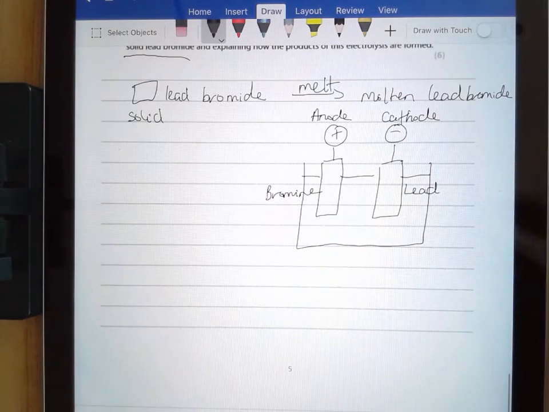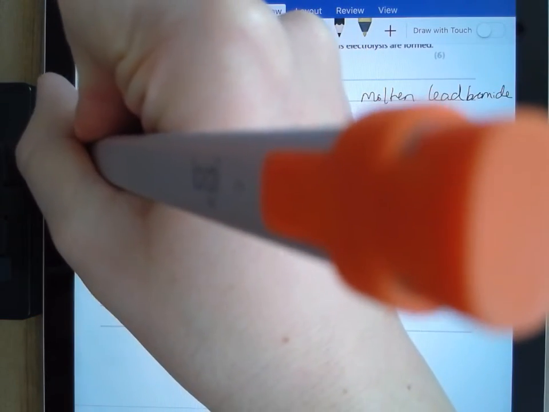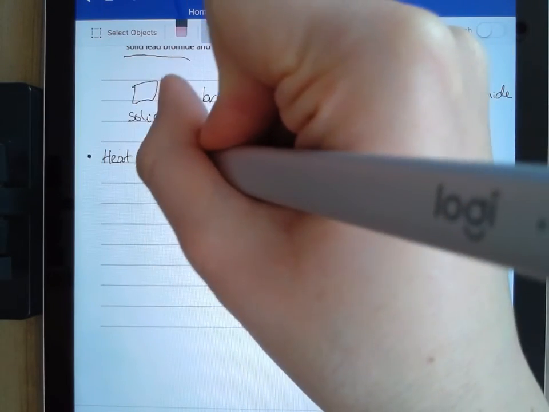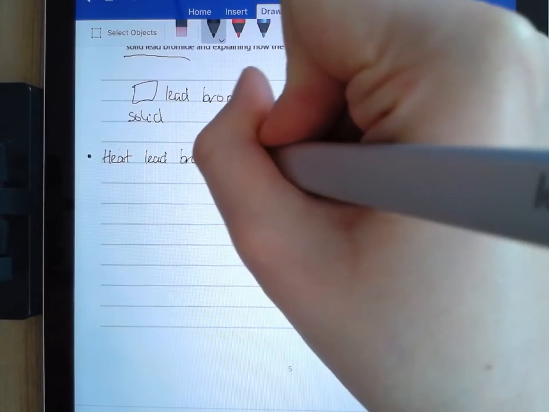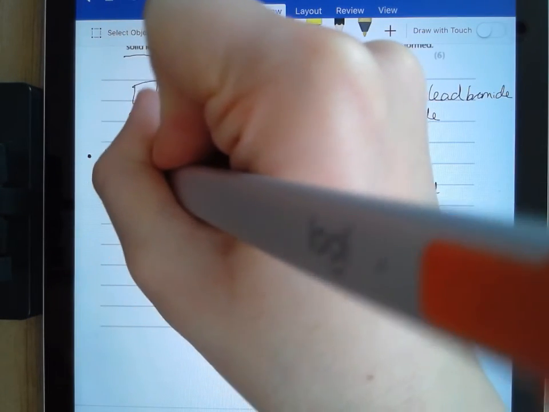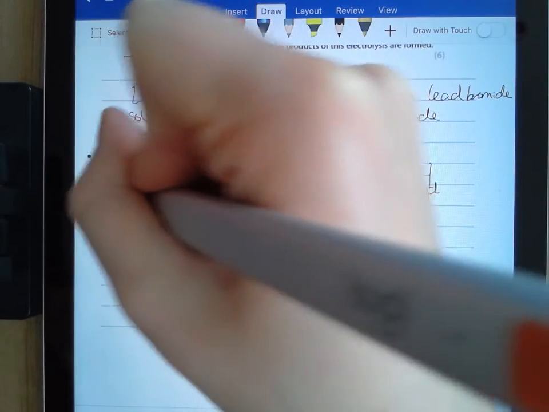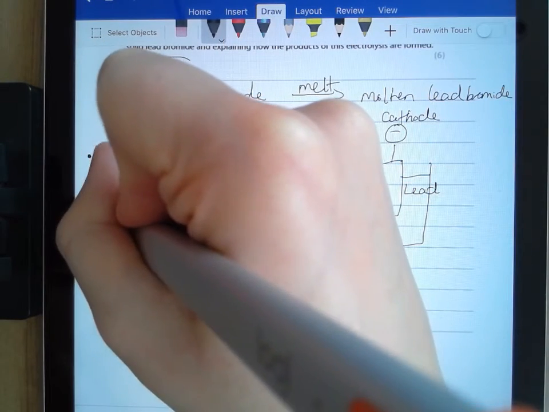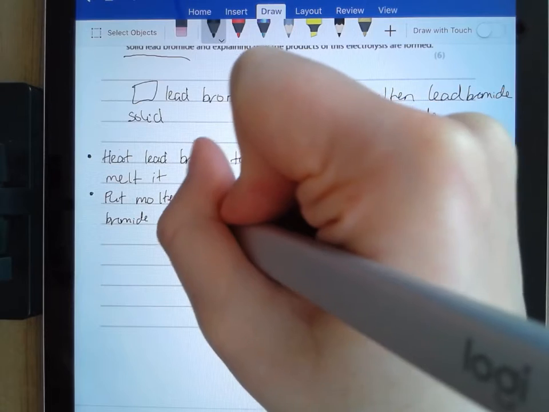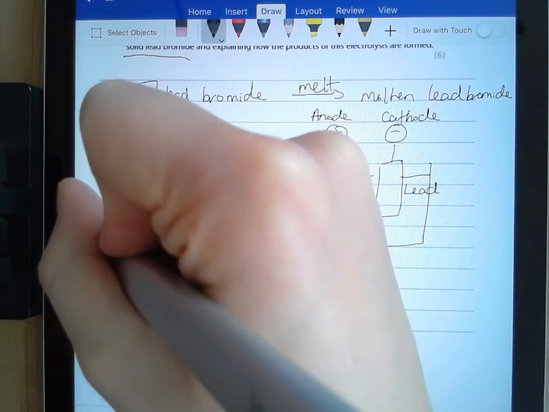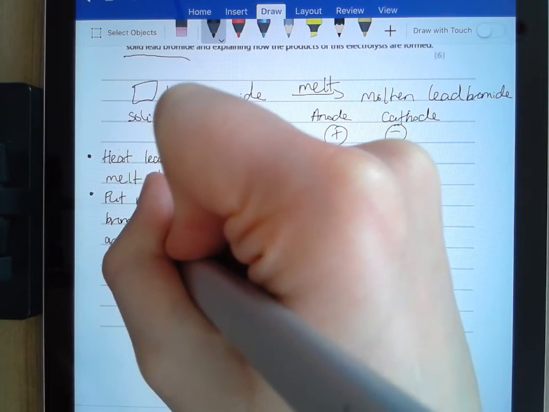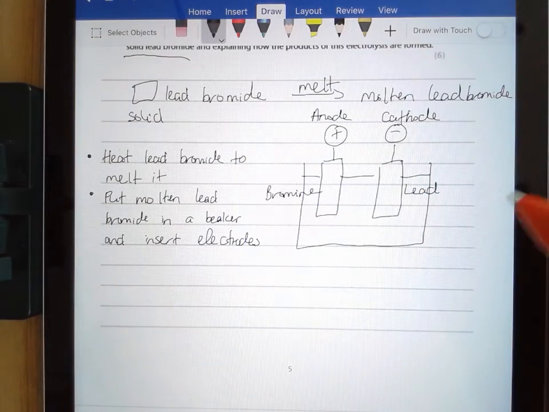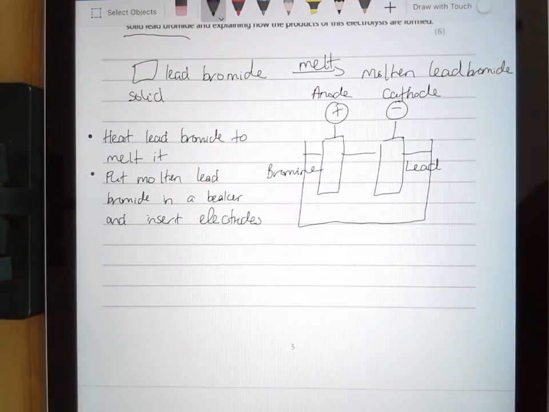Okay, if you wanted to write it out in words, I'm just going to jot down a few bullet points. So I'm going to write, how do you melt something? You heat it. Heat lead bromide to melt it. Okay, that's going to be a first mark. Put your molten lead bromide in a beaker, which is what I've drawn, and insert the electrodes, which again I've drawn.